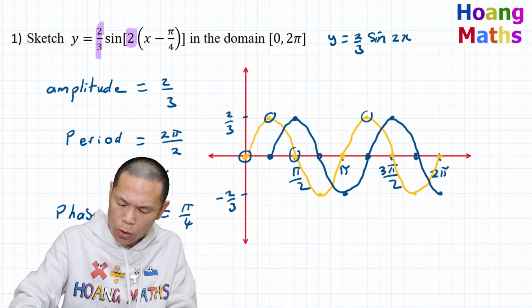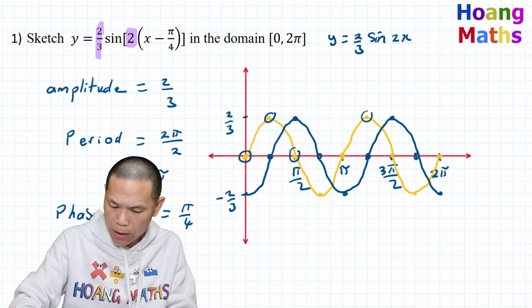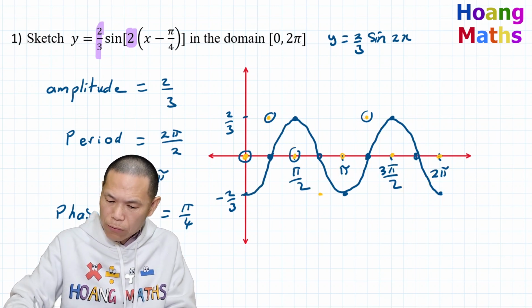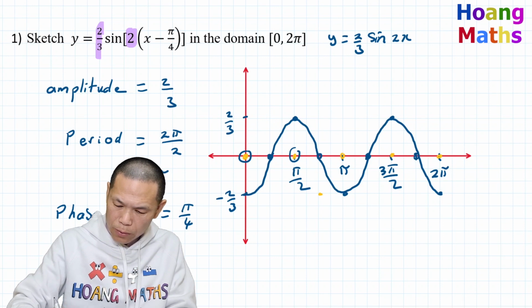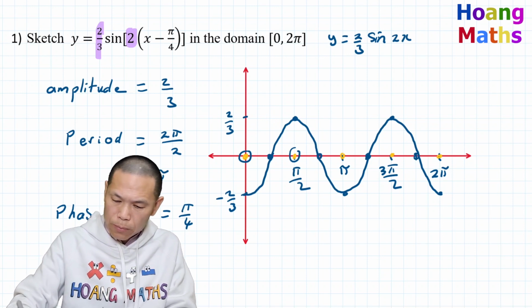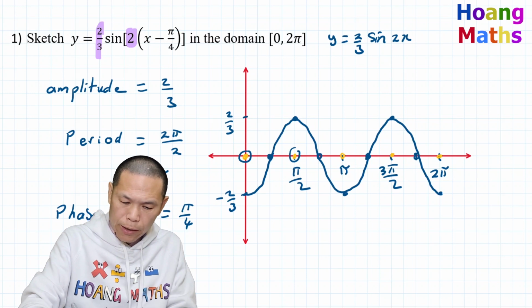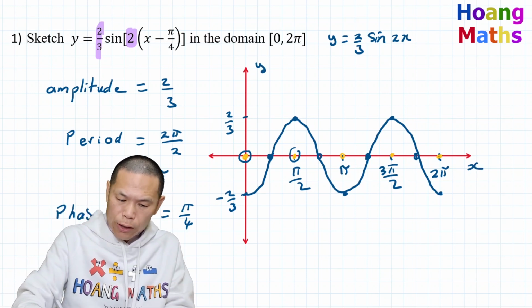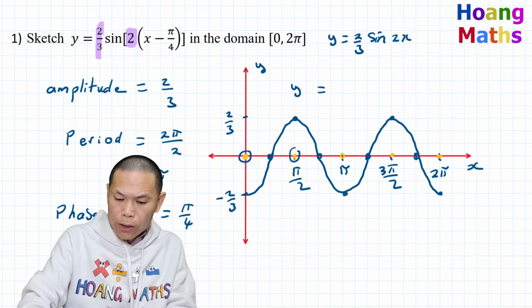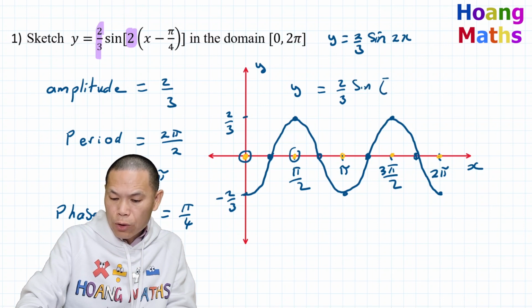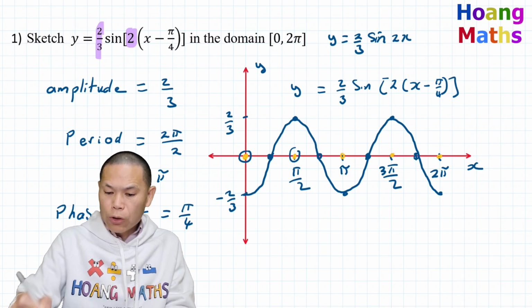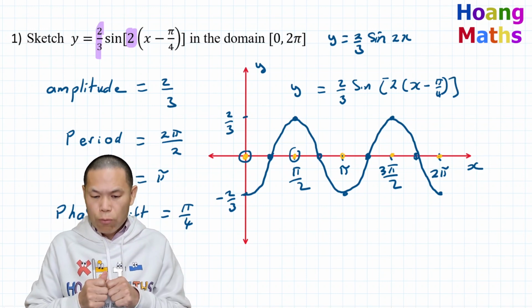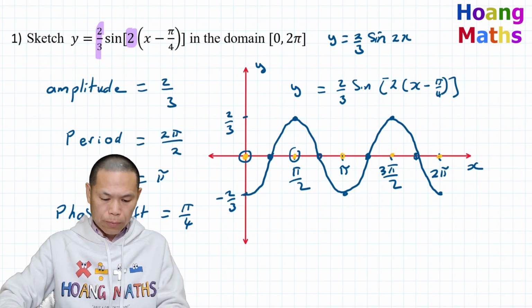There you go. And then of course, we know that's from here and join this up. So let me just clear this for you. And this is y and this is x. So there you go. So this is y is 2/3 sine of 2x minus pi over 4. So there you go. From 0 to 2 pi. There you go.